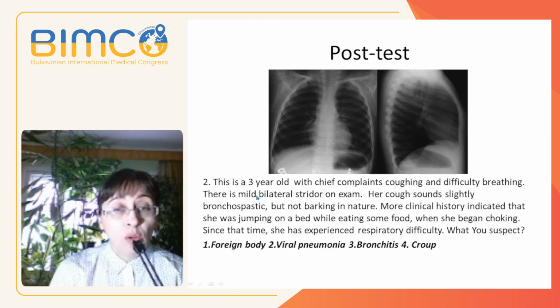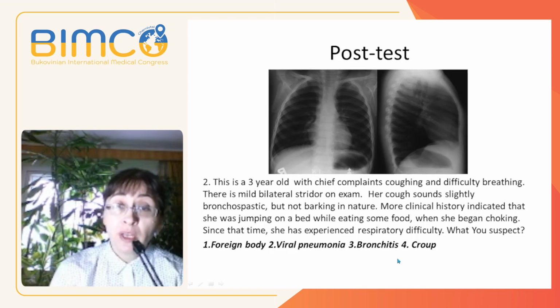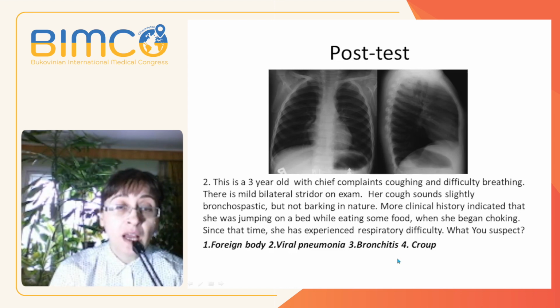This is a 3-year-old with chief complaints, coughing and difficulty breathing. There is mild bilateral stridor on exam. Her cough sounds slightly bronchospastic but not barking in nature. More clinical history indicated that the child was jumping on a bed while eating some food and when she began choking. Since that time, she has experienced respiratory difficulty.